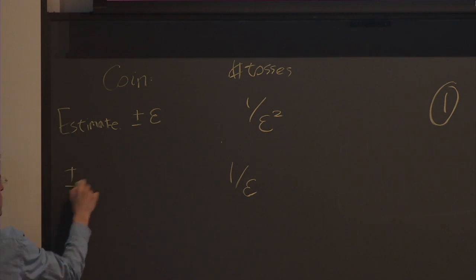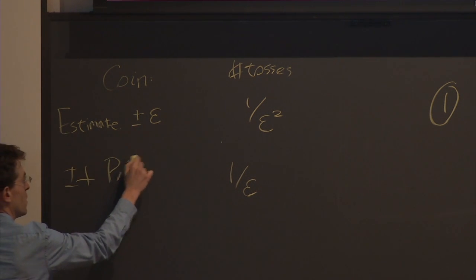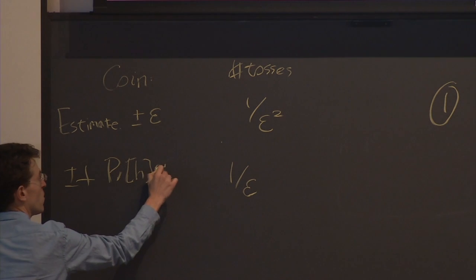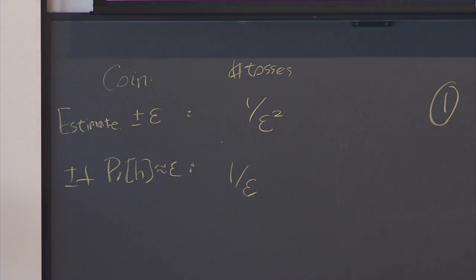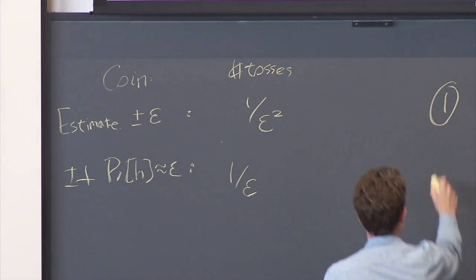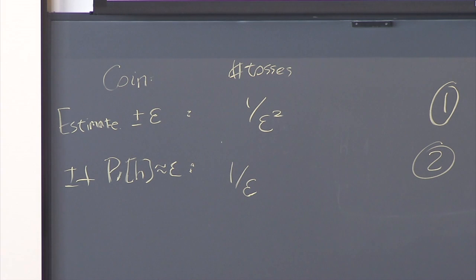So if the probability of heads is roughly epsilon, then you don't need 1 over epsilon squared. Okay, good. So let me move on, and we can go back to the slides.